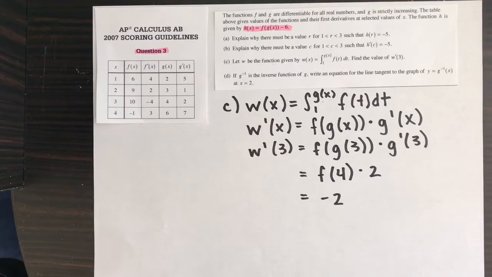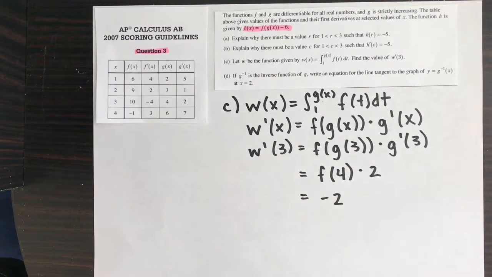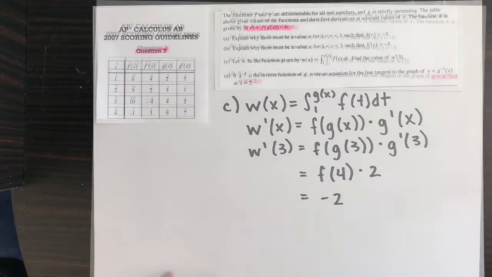Using our table of values, we can evaluate the problem to find that w prime of 3 equals negative 2. Full points are earned on this problem by using the chain rule when taking the derivative and by achieving negative 2 as your final answer.